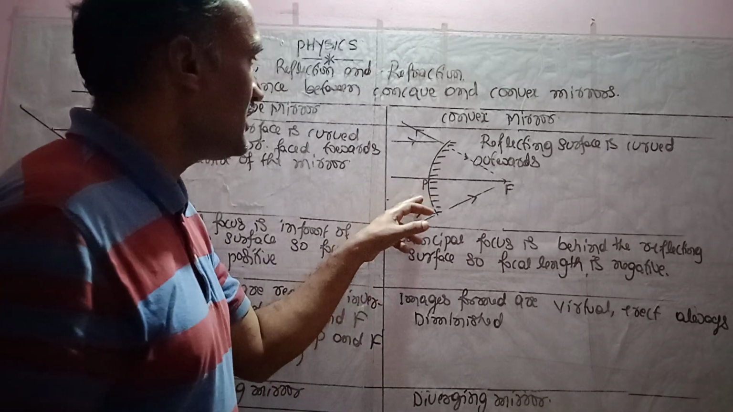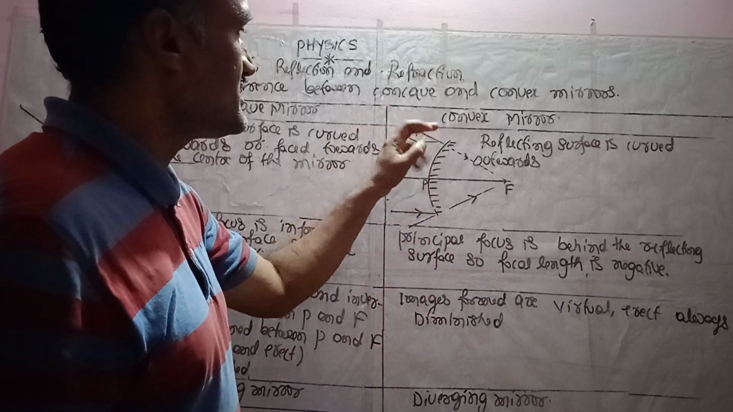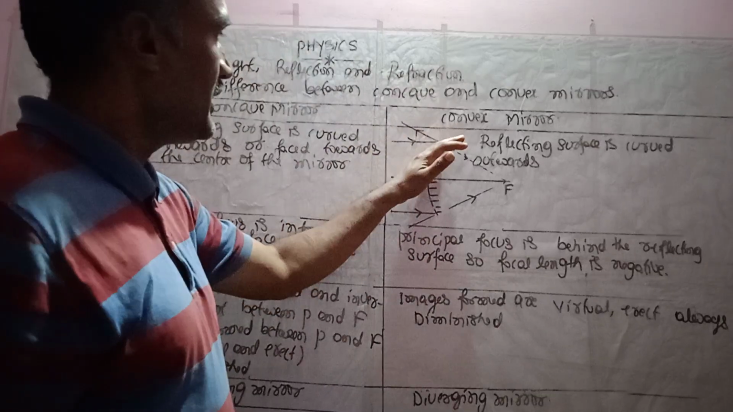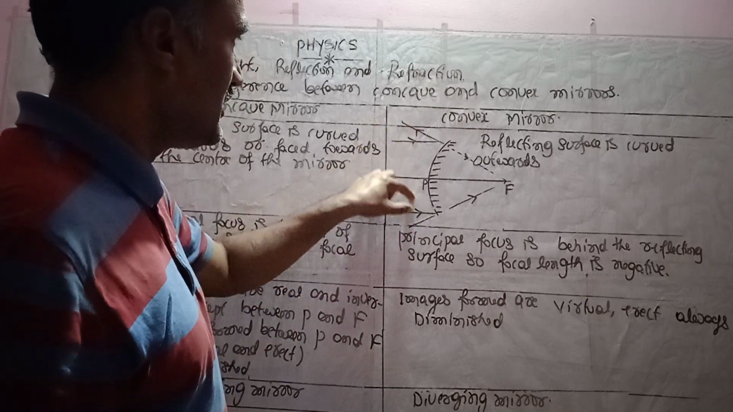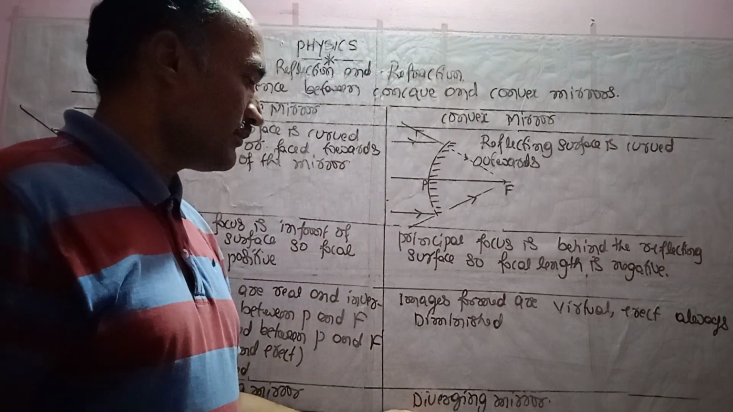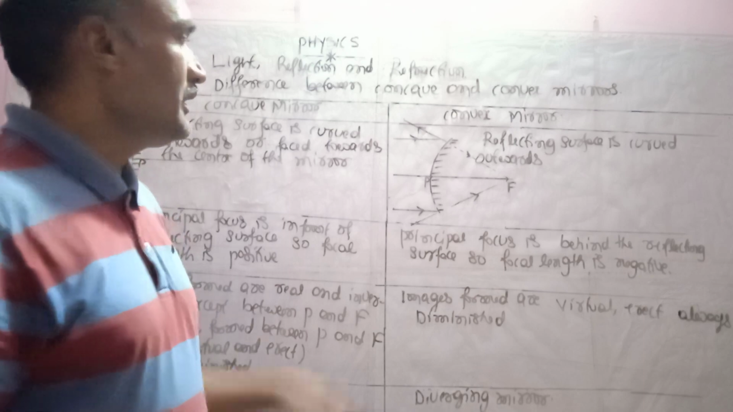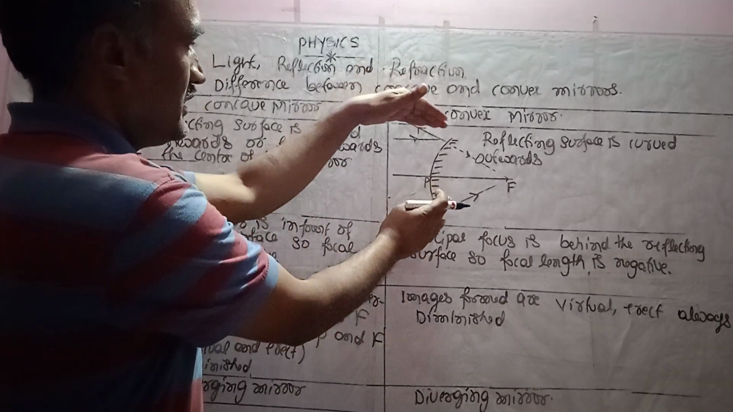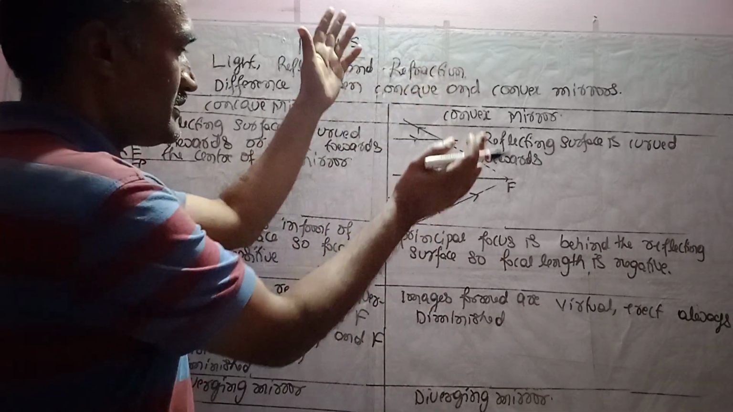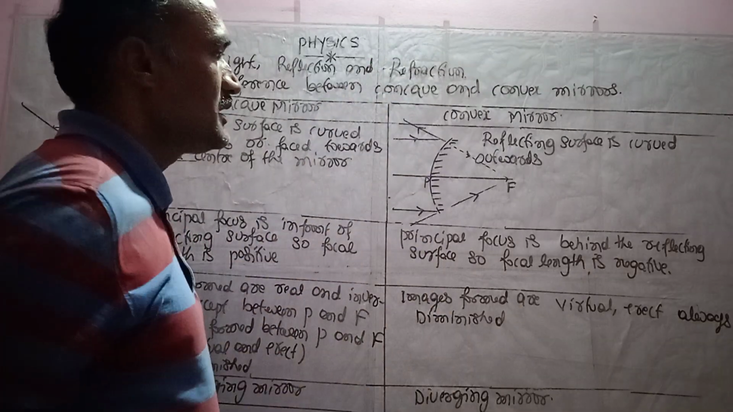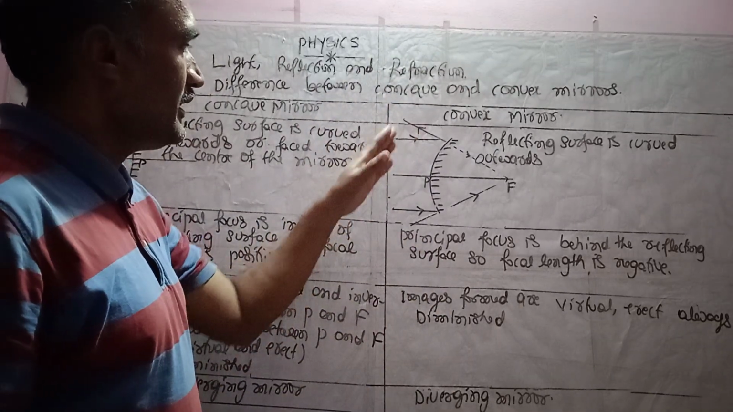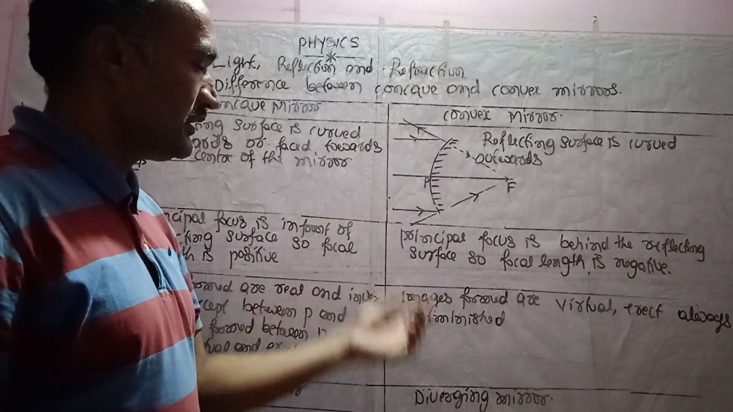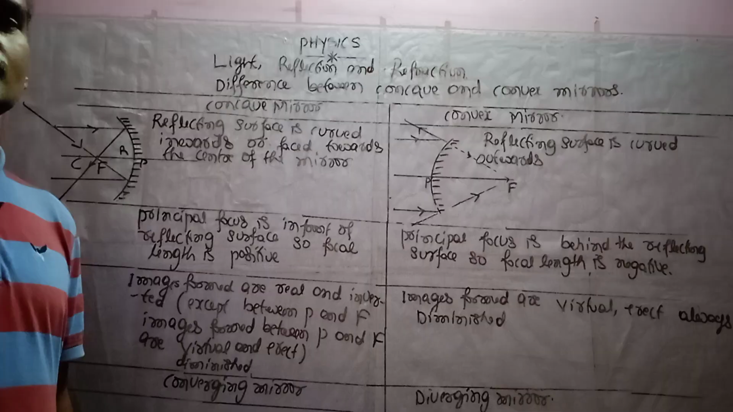In the convex mirror, when light rays fall on it, they diverge. Light rays will diverge, they will not go here. That's why these mirrors are diverging mirrors. All the reflected rays never meet each other, so we can't get a real image in this case.